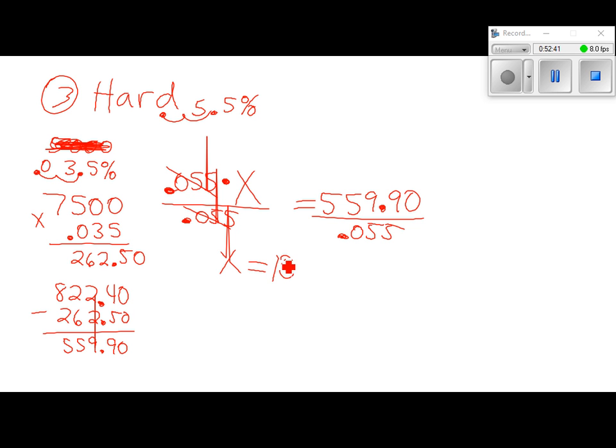10,180? Anybody else get that? So does that mean that they had $10,180 in sales? No, that's how many sales over what? 7,500. So what do we do with that number? We add, right? 17,680. $17,680.